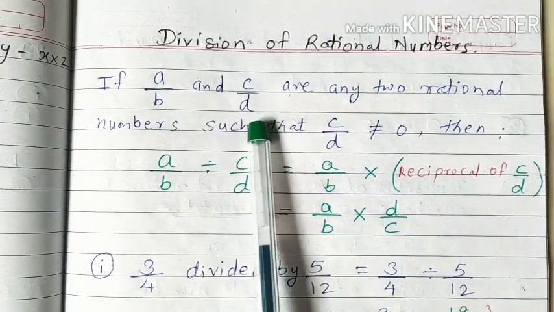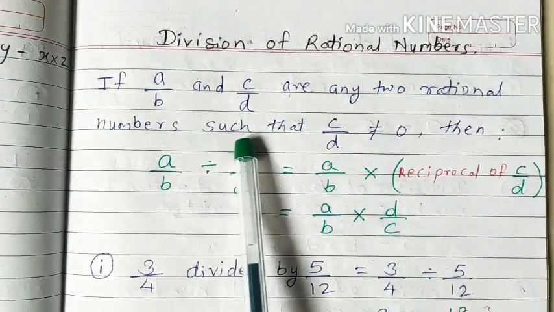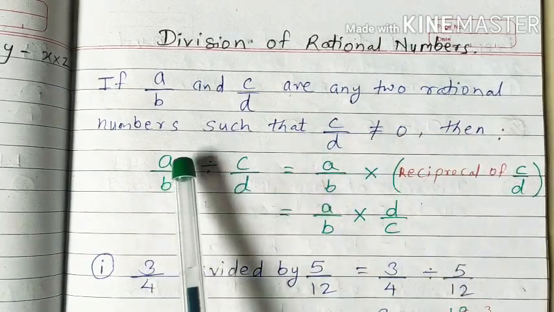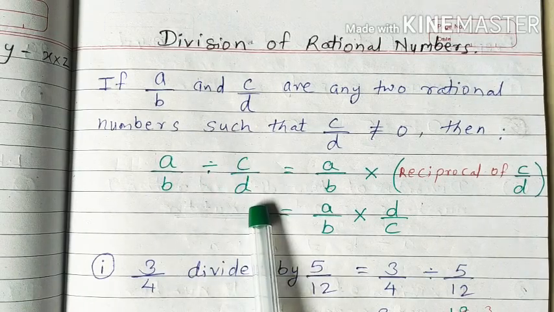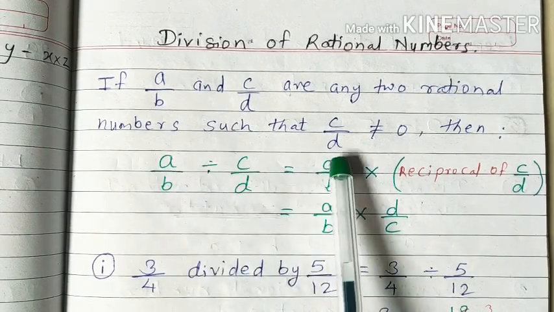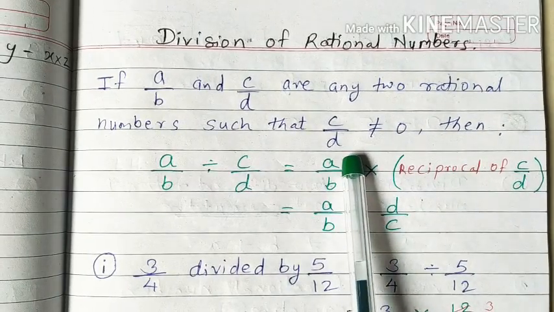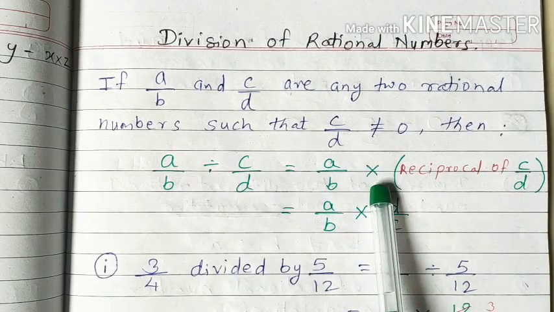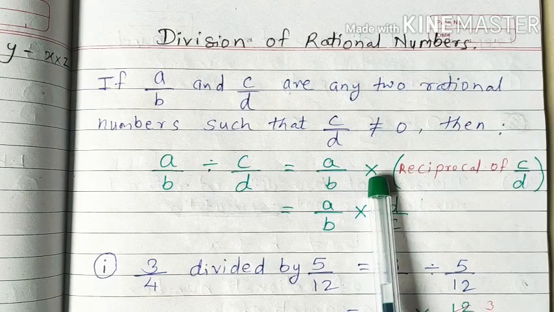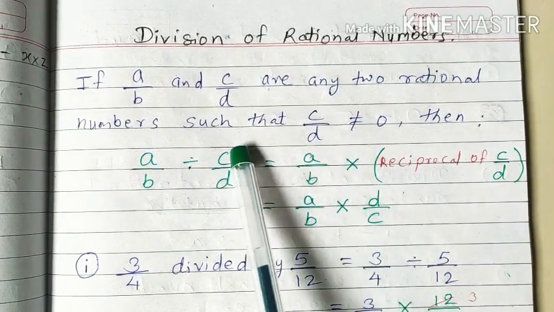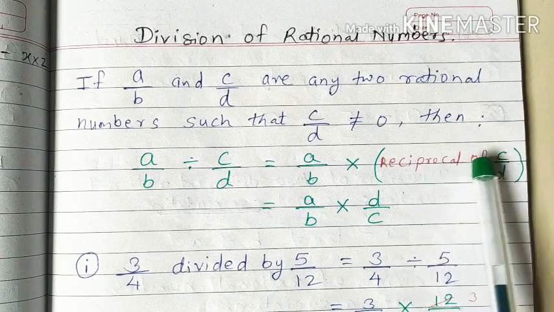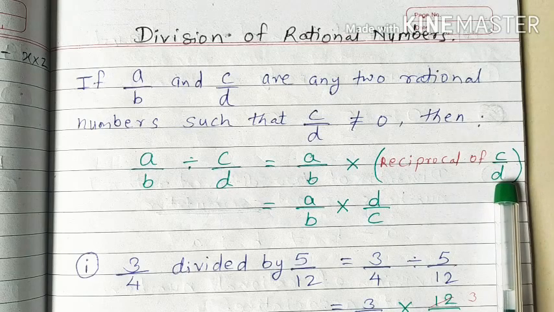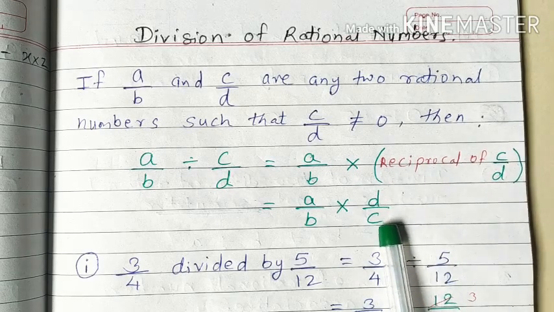If a upon b and c upon d are any two rational numbers such that c upon d is not equal to 0, then a upon b divided by c upon d equals, the first number will remain the same, a upon b. Now, this division, convert it into a multiplication, and when we write it in terms of multiplication, make a reciprocal of the second number, that means the reciprocal of c upon d. Got it? So what will be the reciprocal of c upon d? It will be d upon c.